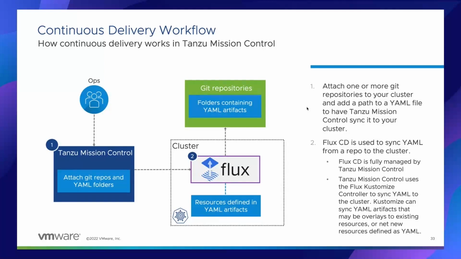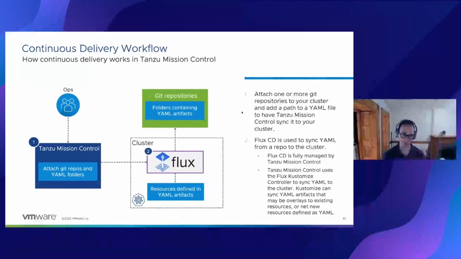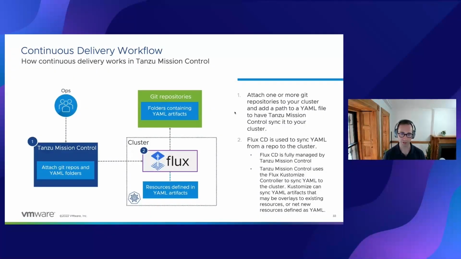Then what TMC does is install Flux CD in the cluster. We actually install the Flux source controller and Kustomize controller. They're two different controllers that are required for this feature to work. And then we orchestrate Flux. So we connect your repository to Flux, and we tell Flux where to look in the repository and what to sync back to the cluster. And so Flux actually connects to the repository directly and then creates the resources that you've defined in your YAML files.